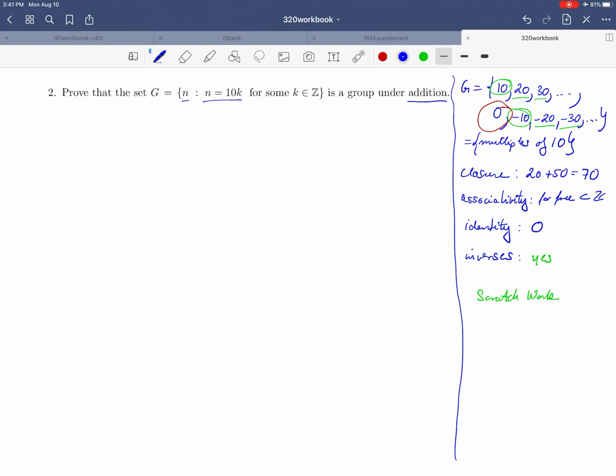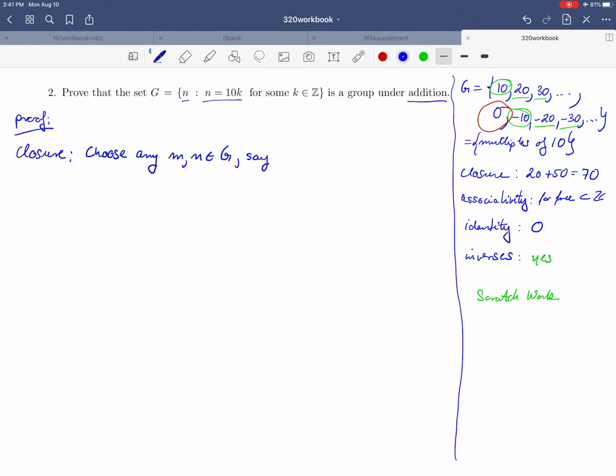We can write down things in the same order that we wrote them down over here in our proof. So first we are going to look at closure. Okay, so for closure, I grabbed 20 and 50, but we could have picked any two numbers, and we have to pick arbitrary numbers. So let's choose any elements m and n in G.